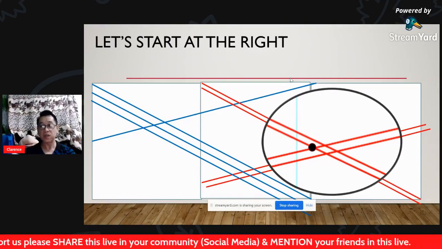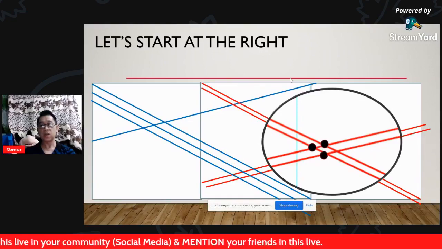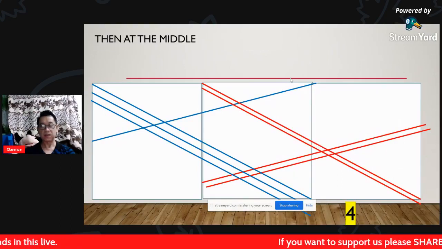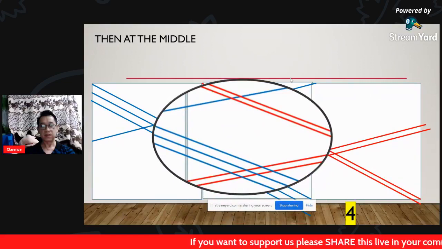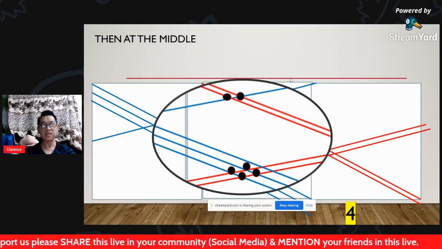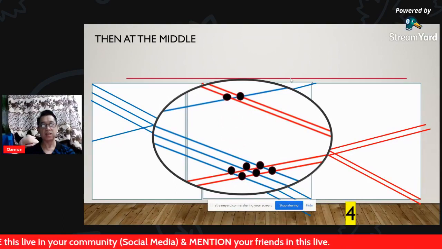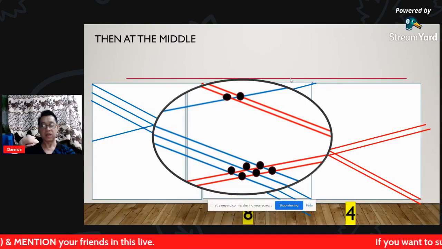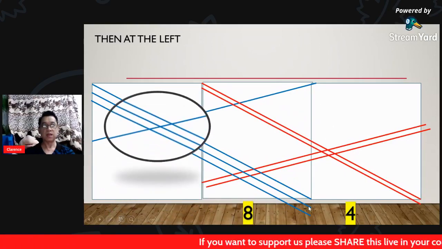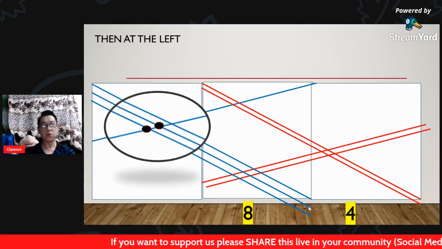So let us count. 1, 2, 3, 4. So that's 4. Next, the middle. So we have 1, 2, 3, 4, 5, 6, 7, 8. So 8 for the middle. Next, and at the left, 1, 2, 3.